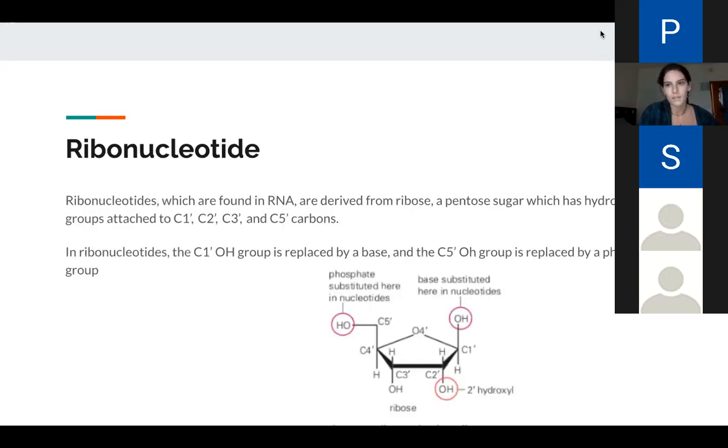So ribonucleotides, which are found in RNA, are derived from ribose, which is a pentose sugar with hydroxyl groups attached to the C1', C2', C3', and C5' carbons. In ribonucleotides, the difference is that the C1' OH group is replaced by a base, which is where it attaches to the traditional bases, and the C5' OH group is replaced by a phosphate group. But you can see that there's still an OH on the 2' hydroxyl.